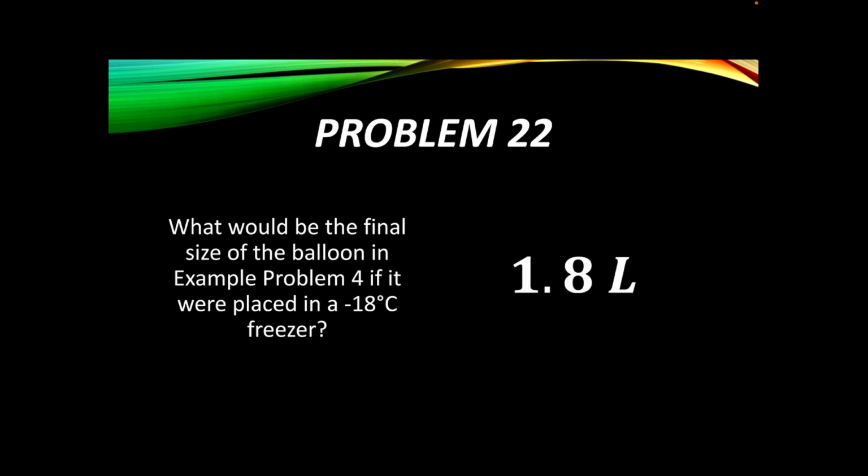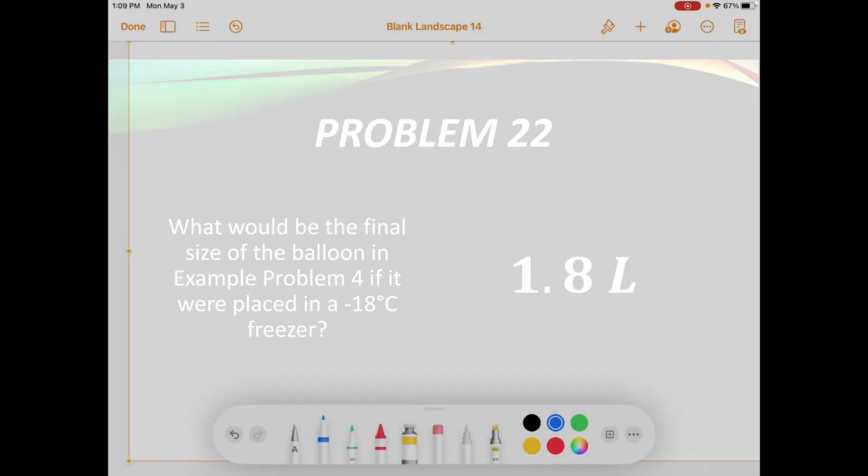Okay, so problem 22. You are going to do the same thing again as we just did in the previous problem, but instead of using 3 degrees Celsius for the final temperature, you're going to use negative 18 degrees Celsius, which only means that you are using negative 18 plus 273 instead of 3 plus 273, and then you're going to get your answer. So let's do this together.